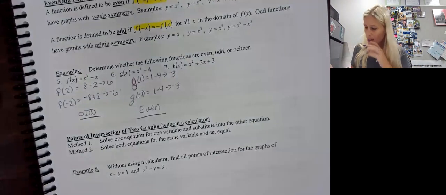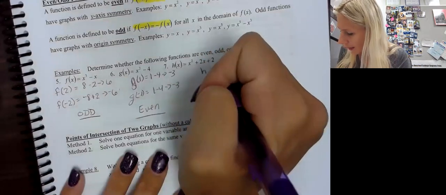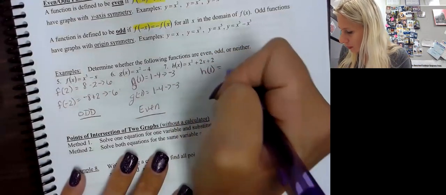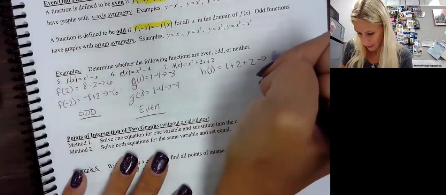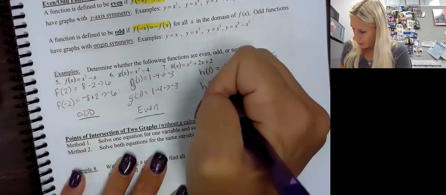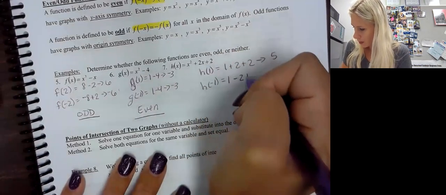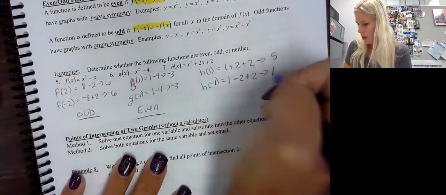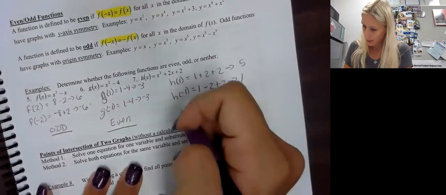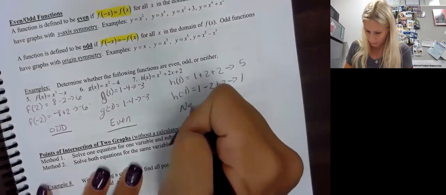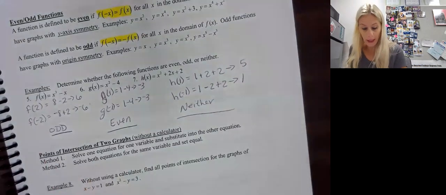The next one, let's do 1 again because I don't think it's going to be too confusing here. So h of 1 equals 1 plus 2 plus 2. That equals 5. h of -1 equals, well, that's 1, -2 plus 2. Oh, that equals 1. So when we put in the opposite, we get 2 different numbers. That means it's neither. And there's no symmetry either.